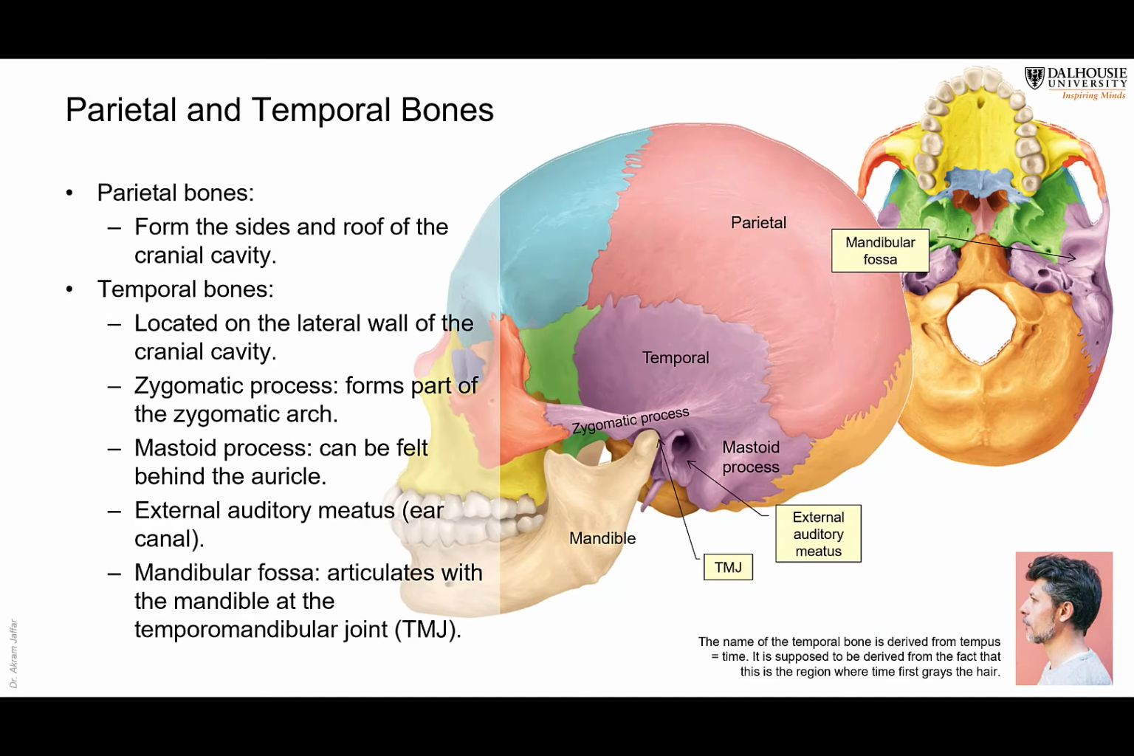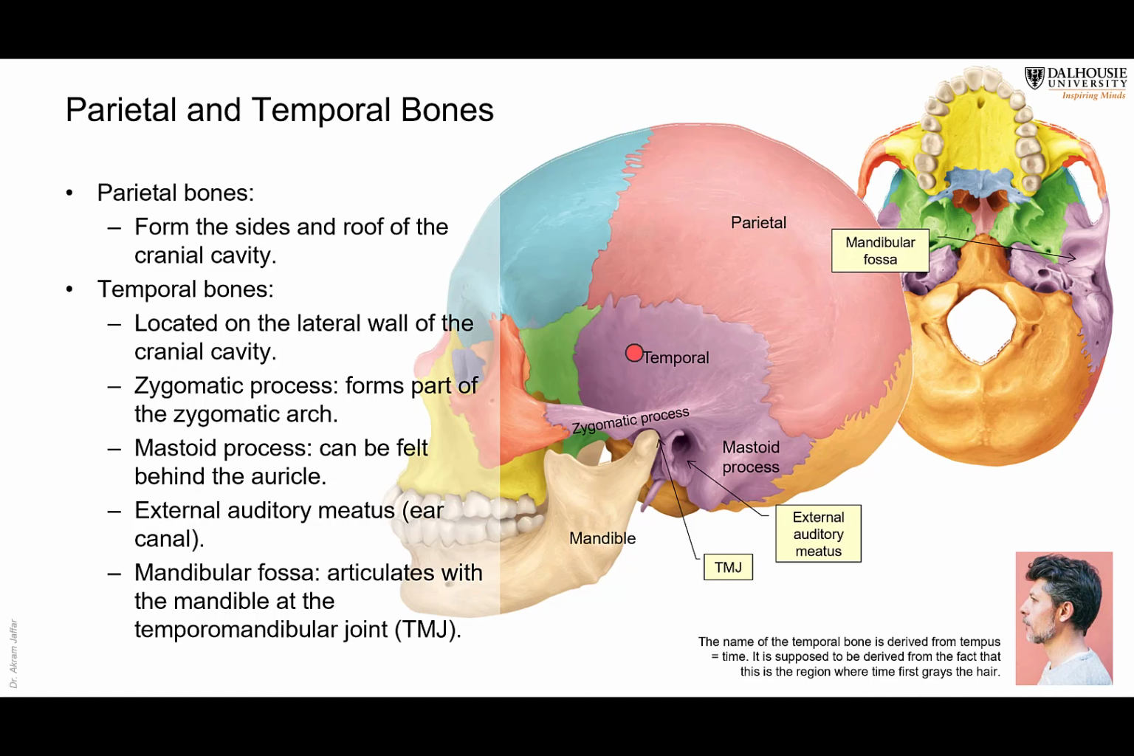Then we have the two parietal bones. This is the parietal bone on the side and the temporal bone. The temporal bone has many pieces. One of the pieces is usually on the lateral side, and it has a process here which fuses with the cheekbone. The cheekbone, which you can feel here, is the zygomatic bone. It's a bone of the face, but it fuses with the zygomatic process of the temporal bone.